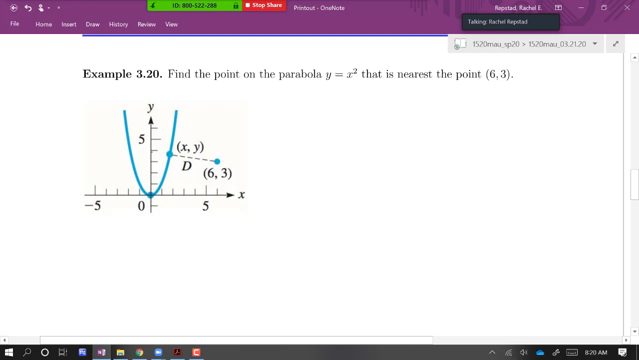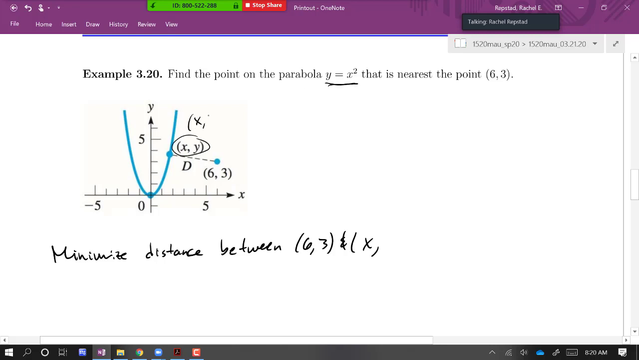But what we're trying to do is minimize the distance between the fixed point (6,3) and this other kind of variable point that all we know is it's somewhere on this parabola. So we figured out that we want to minimize the distance. So we want to minimize the distance between (6,3) and (x,y), but we know that this point is on the parabola, so this point is really (x, x squared).